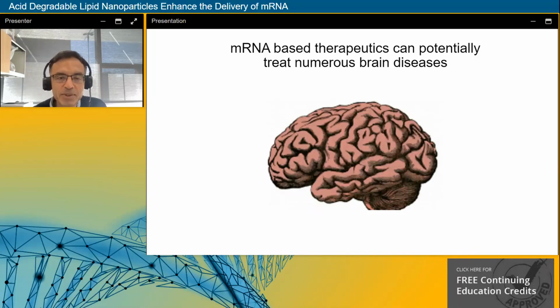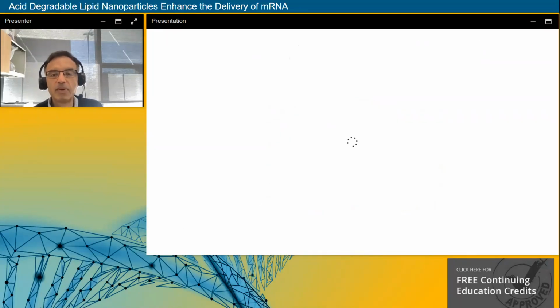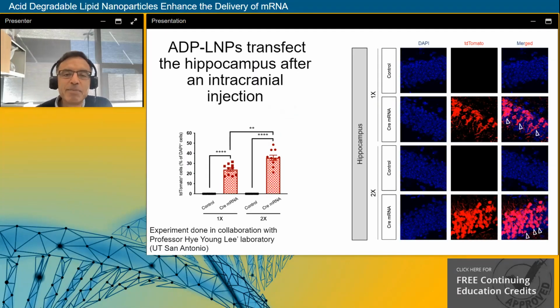However, despite its tremendous potential, very little is known about gene editing in the brain. So we started a collaboration with Professor Hae-Young Lee at the University of Texas in San Antonio to investigate if ADP LNPs could transfect brain tissue after an intracranial injection. The first set of experiments her lab did was using the AI9 mouse model. This is a mouse model where if you deliver Cre mRNA, the cell turns red permanently. So we made ADP LNPs with Cre mRNA, we shipped it to her lab in Texas, and she injected it into the hippocampus.